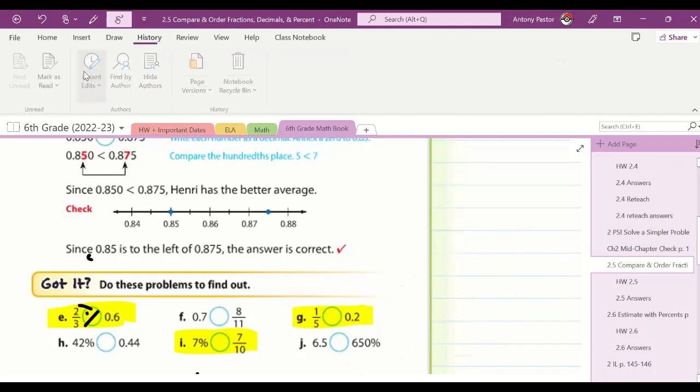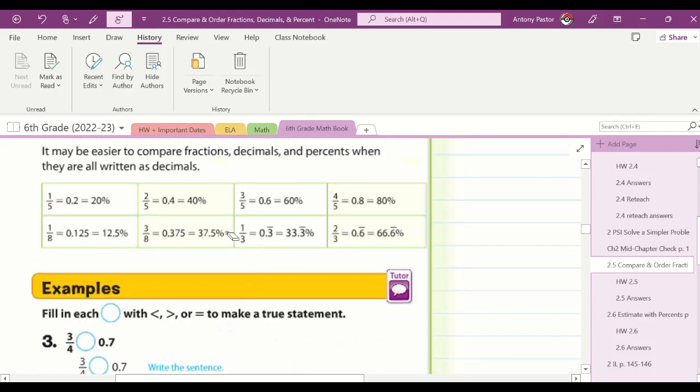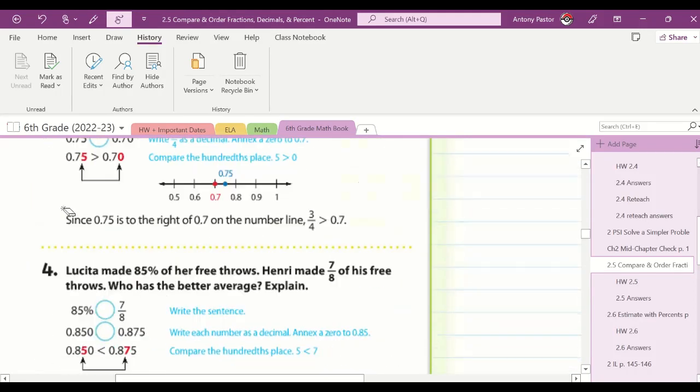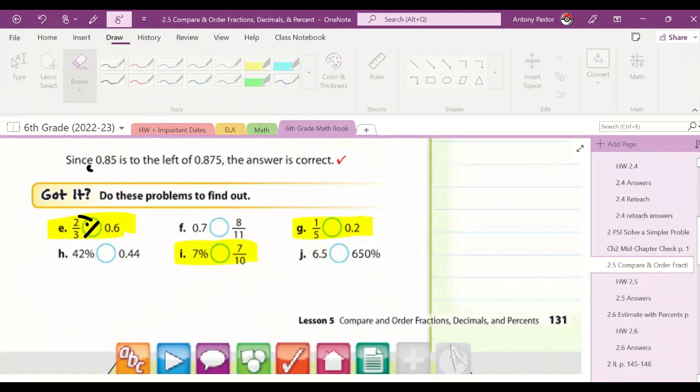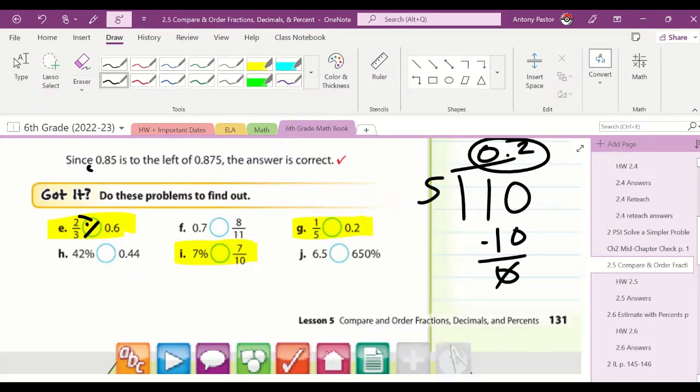For G, 1/5 and 0.2. Again, we can always refer back to our charts. 1/5 is 0.2. If I were to do this the long way, 1 divided by 5. 5 cannot go into 1. Put a decimal, bring down a 0. 5 goes into 10 twice. That'll be 10. It's 0.2. So in this case, these are both equal. 1/5 is 0.2. Therefore, they are equal.